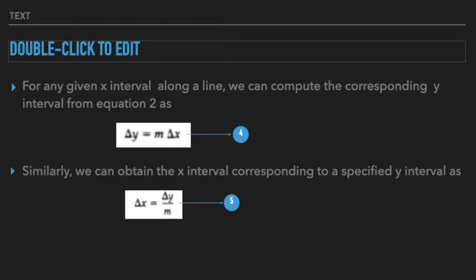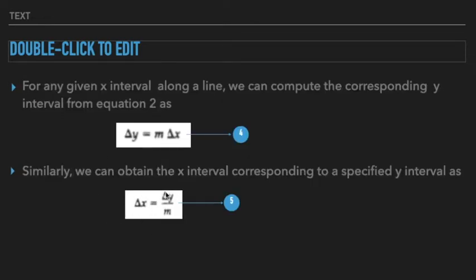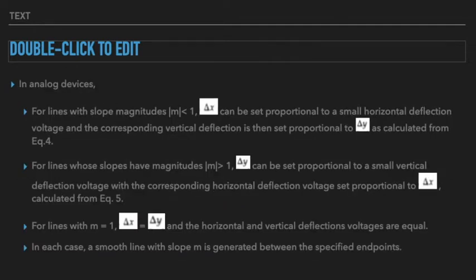And if the magnitude of the slope, that is the absolute value of m, is greater than 1, then we set delta y, a small vertical deflection voltage, and the corresponding horizontal deflection voltage is found using equation 5, that is delta x = delta y / m. Using this equation, you can find the value of delta x. And if the slope is equal to 1, then delta x equals delta y, that is, the horizontal and vertical deflection voltages are equal, and so you can draw a line using those values.